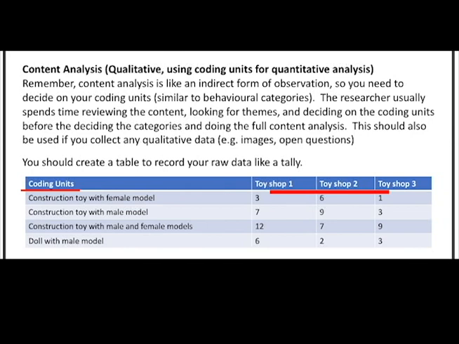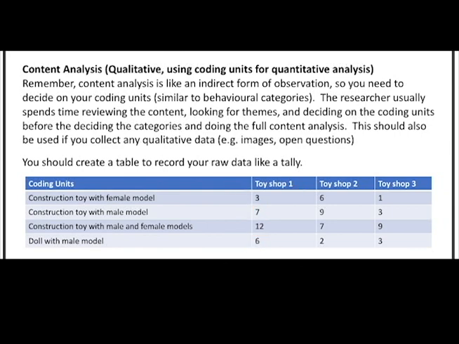If you do a content analysis on just one sample, such as one toy shop, you should choose which results from that sample you would like to compare. For example, we look at toy shop 1. We might work out what percentage of construction toys have each type of model. This works well in a pie chart. By doing this for the different types of toy, you could also compare things like the percentage of construction toys with a male model to the percentage of dolls with a male model.